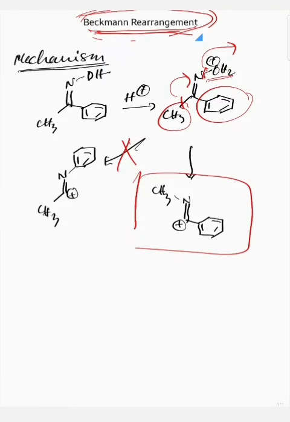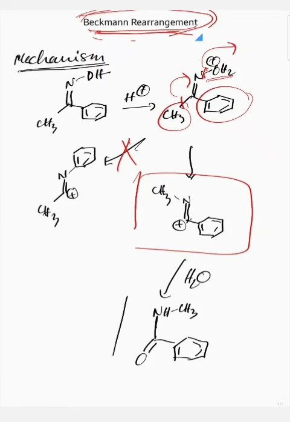Now this gets attacked by water, and I am writing this using a shortcut. Where the positive charge is created, you put a carbonyl group there. So you write down the basic structure, put a carbonyl group there, and then balance the remaining part. So this will be our final product.